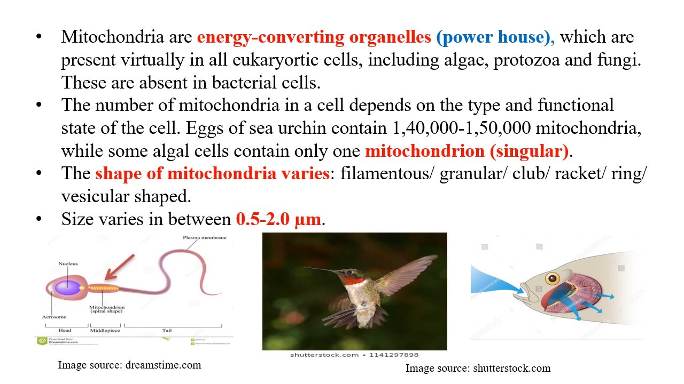The shape of mitochondria varies, as already said. It may be filamentous, granular, clubbed, racket, ringed, or vesicular shaped. The size varies between 0.5 to 2 micrometers, but it may reach up to 7 micrometers as well.